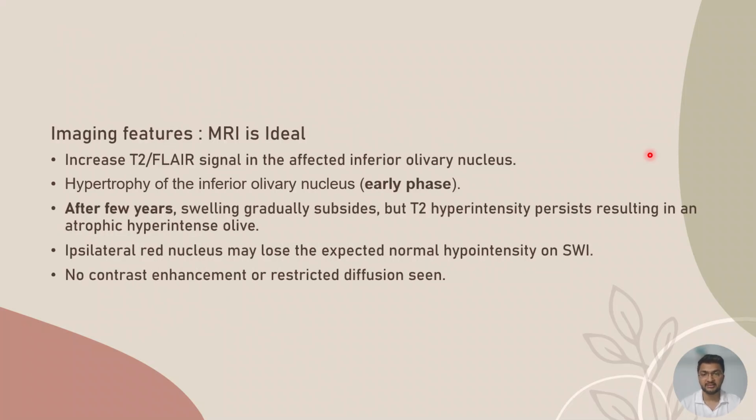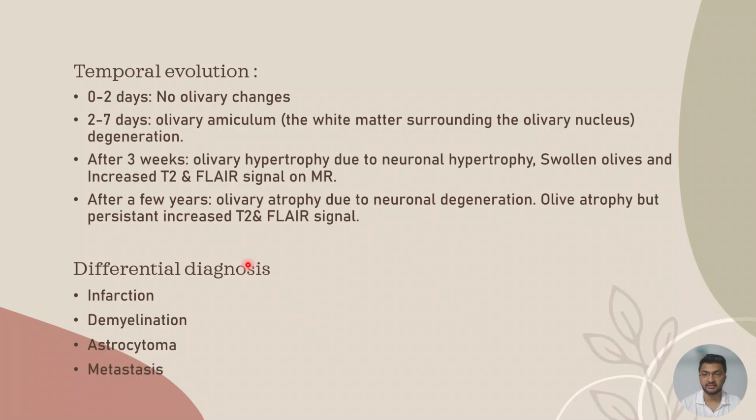Imaging features: MRI is ideal. We can see T2 and FLAIR hyperintense signal in the affected inferior olivary nucleus. The hypertrophy of the inferior olivary nucleus is seen in the early phase, and after a few years the swelling usually subsides, but T2 hyperintensity persists, resulting in an atrophic hyperintense olive. The same-side red nucleus may also lose the expected normal hypointense signal on SWI image. No contrast enhancement or restricted diffusion is seen.